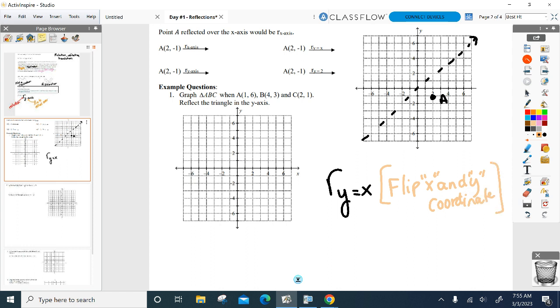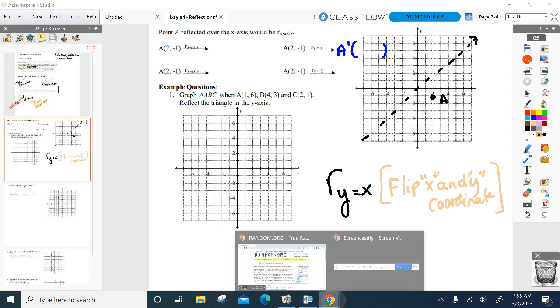That's what I'm going to have you do. So anytime you reflect over that line, y equals x, you simply flip them. Don't touch the sign, flip them. It's kind of like your y equals your x, your x equals your y. All right. So if I take 2, -1, what's A prime going to become now?